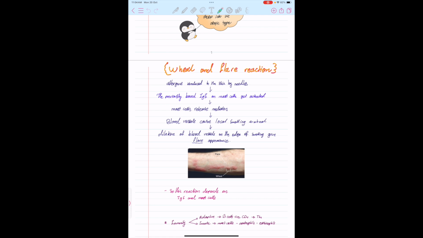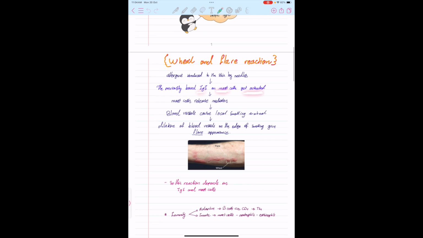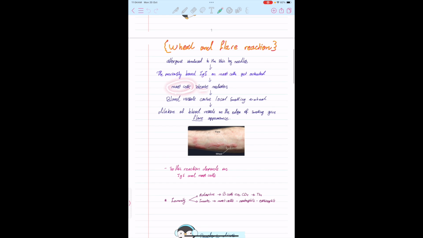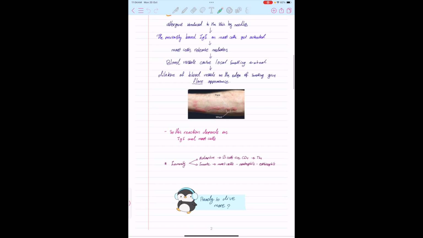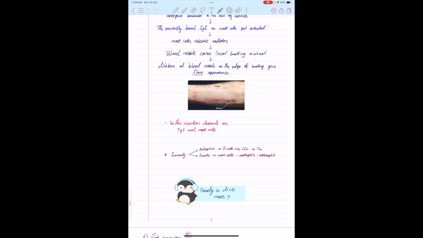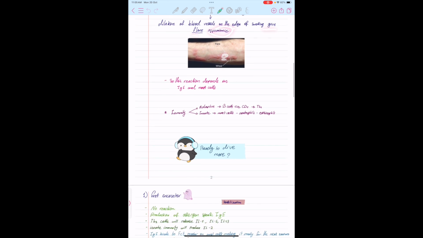Then the previously bound IgE on the mast cell gets activated. Then these mast cells release mediators, and blood vessels cause local swelling, which is the wheal, this one. And then dilation of blood vessels on the edge of the swelling gives the flare appearance, which is this one, the dilation here. So this reaction depends on the IgE and mast cells.